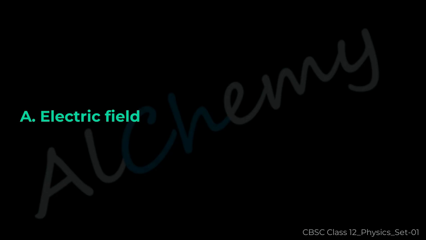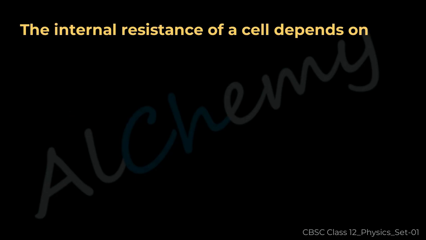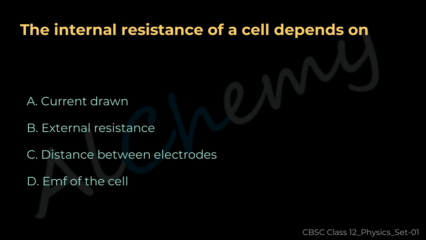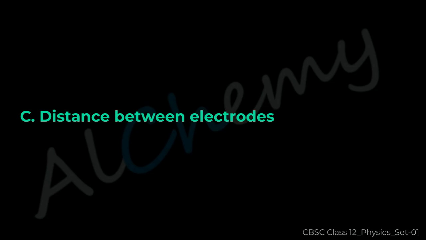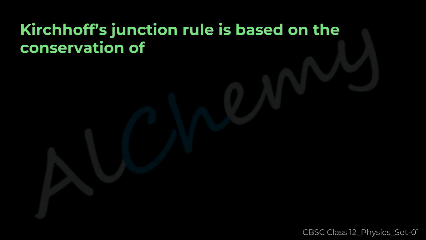Electric field. Question 9. The internal resistance of a cell depends on A. Current drawn, B. External resistance, C. Distance between electrodes, D. EMF of the cell. The correct answer is C. Distance between electrodes.